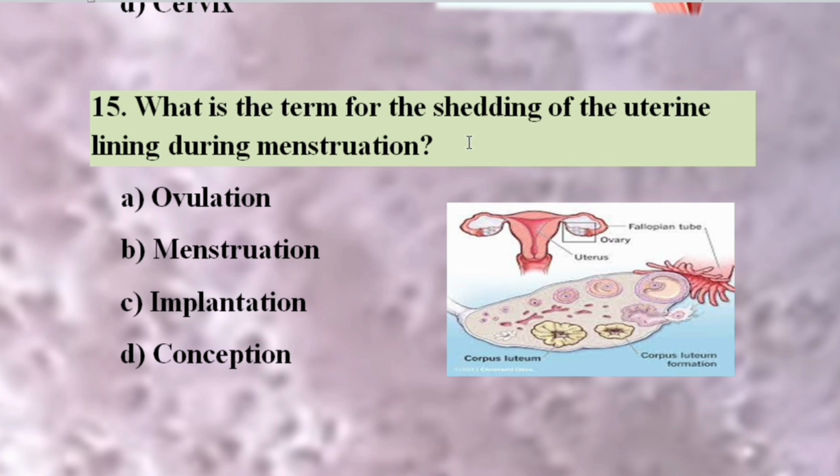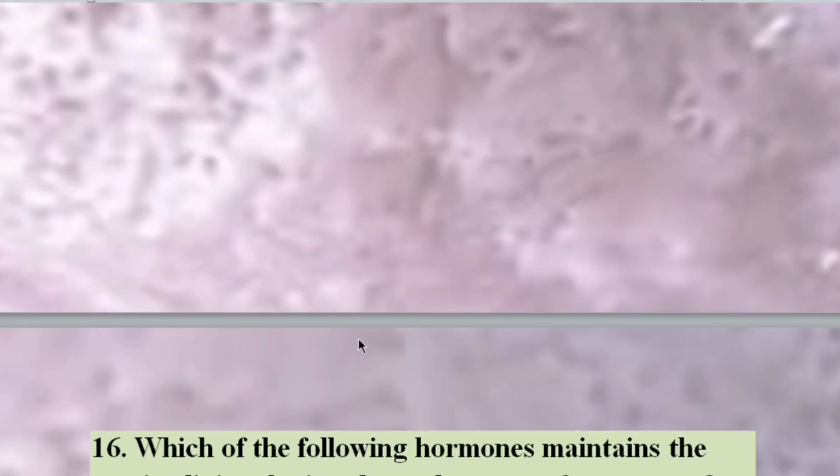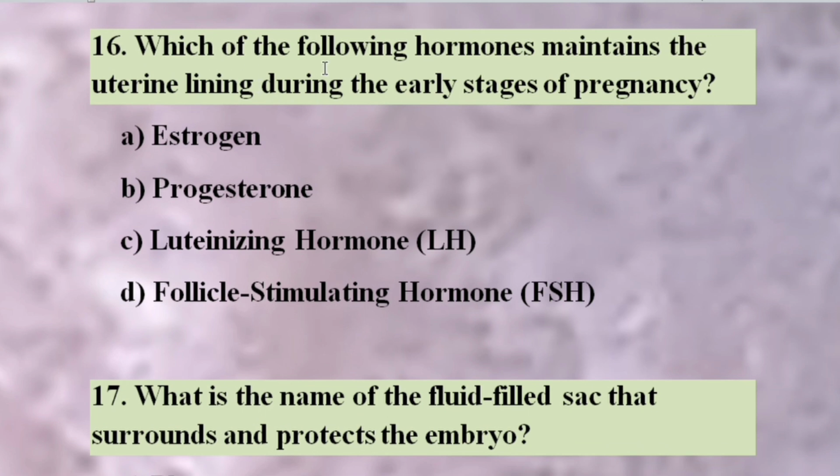What is the term for the shedding of the uterine lining during menstruation? Alpha, ovulation; beta, menstruation; Charlie, implantation; delta, conception. Here the right option is beta, menstruation. Which of the following hormone maintains the uterine lining during the early stages of pregnancy? Alpha, estrogen; beta, progesterone; Charlie, luteinizing hormone; delta, follicle stimulating hormone. Here the right option is beta, progesterone.